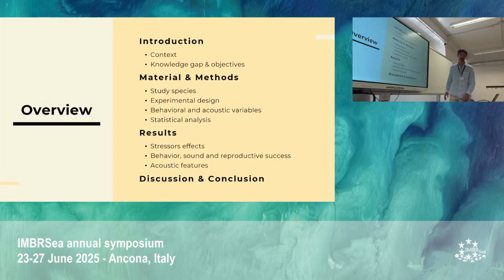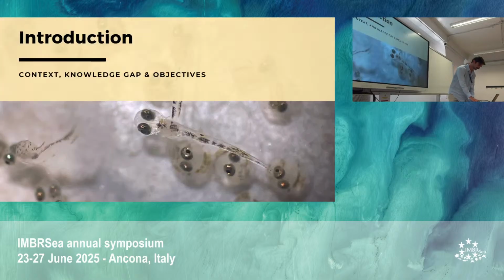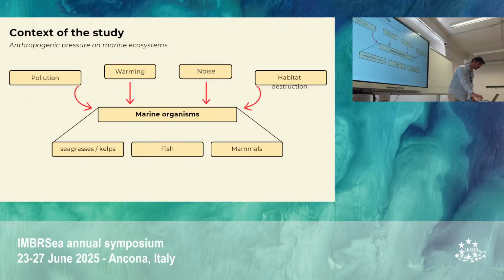First of all, a quick overview of what we're going to go through. Introduction, where I want to talk to you about the context and the knowledge gap of the study. Then I'll move on to the materials and methods, where I'm going to talk about the species, the experimental design, some of the variables we are going to look at, and then some statistics. After this, we're going to go through the results, and we're going to finish with the discussion and conclusion of this thesis.